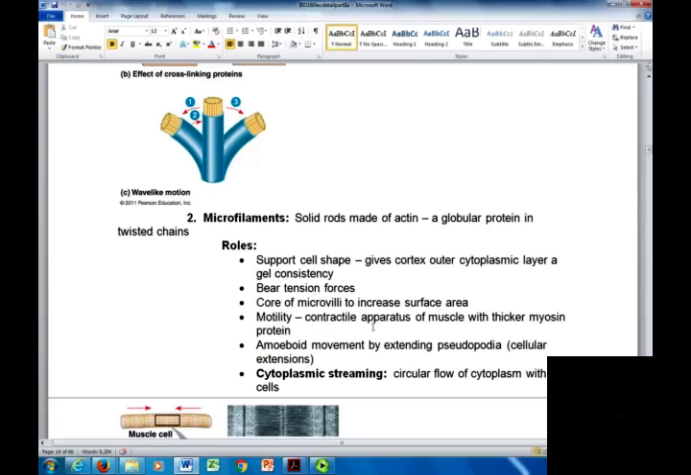For motility, the contractile apparatus of a muscle is going to have actin. It will work with the thicker myosin protein. It's also involved with amoeboid movement. It helps to extend the pseudopodia or create cellular extensions.